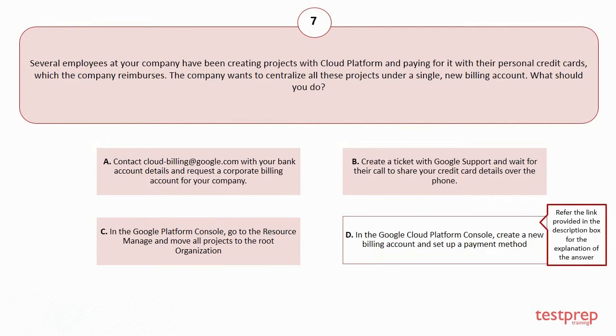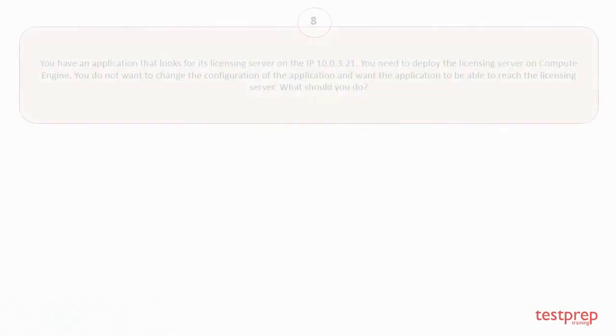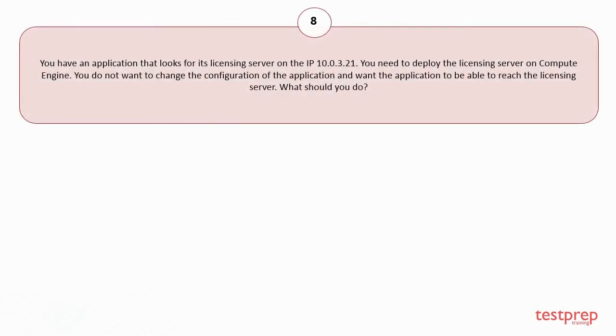The correct answer is option D. Question number 8. You have an application that looks for its licensing server on the IP 10.0.3.21. You need to deploy the licensing server on Compute Engine. You do not want to change the configuration of the application and want the application to be able to reach the licensing server. What should you do?